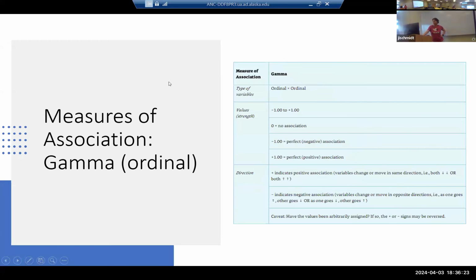All right, so again, this is your cheat sheet for the gamma and how to interpret it. Positive means they change in the same direction. Negative means they change in the opposite direction.